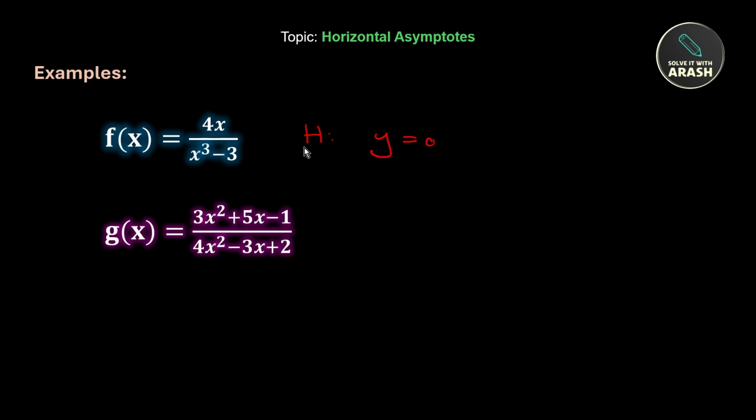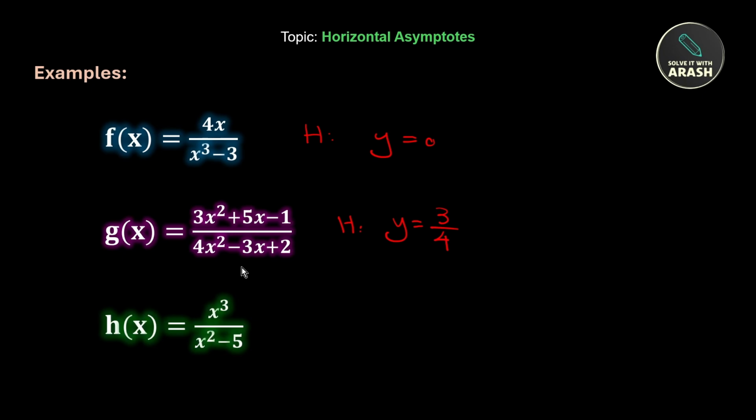In the next example, g of x has a quadratic in the numerator and another quadratic in the denominator. So both the numerator and denominator have a degree of 2. And in that case, the horizontal asymptote is going to be the ratio of leading coefficients, meaning 3 over 4.